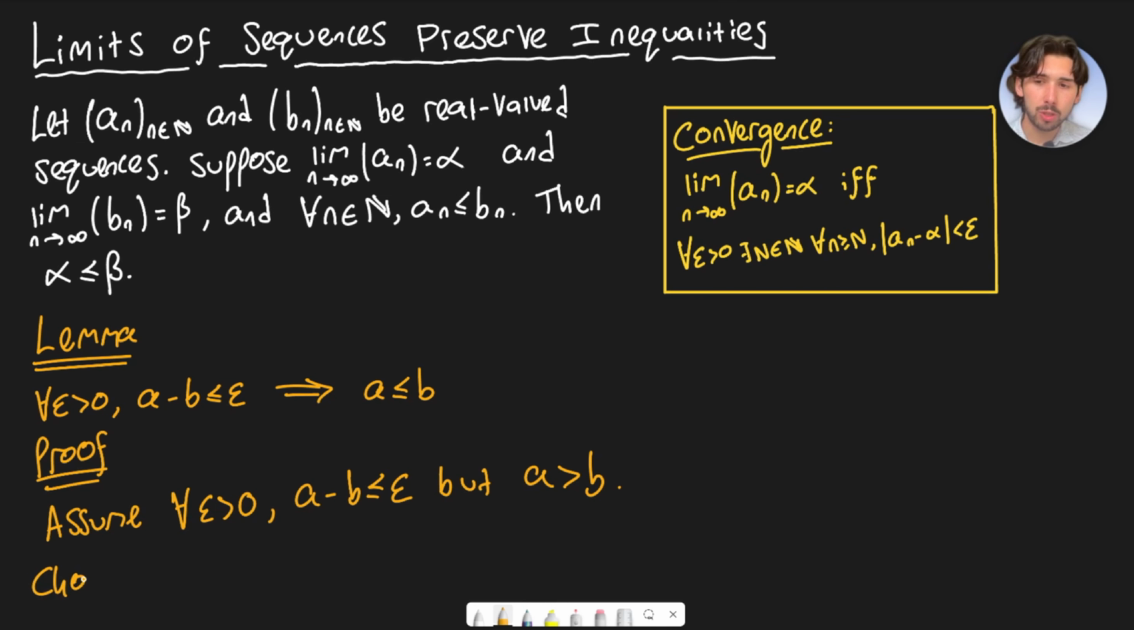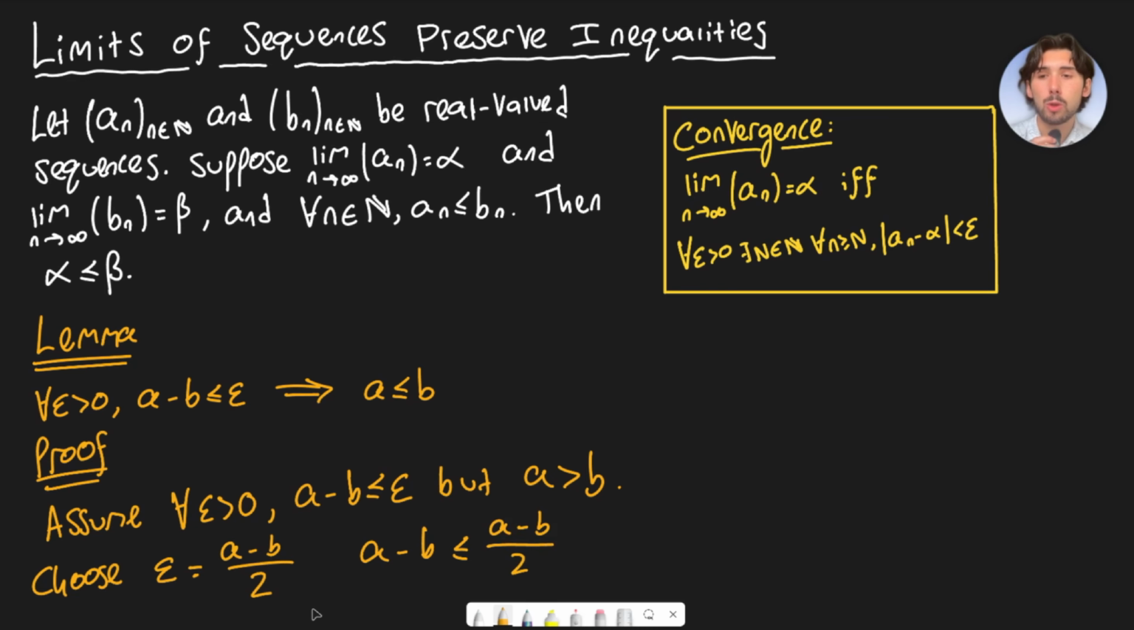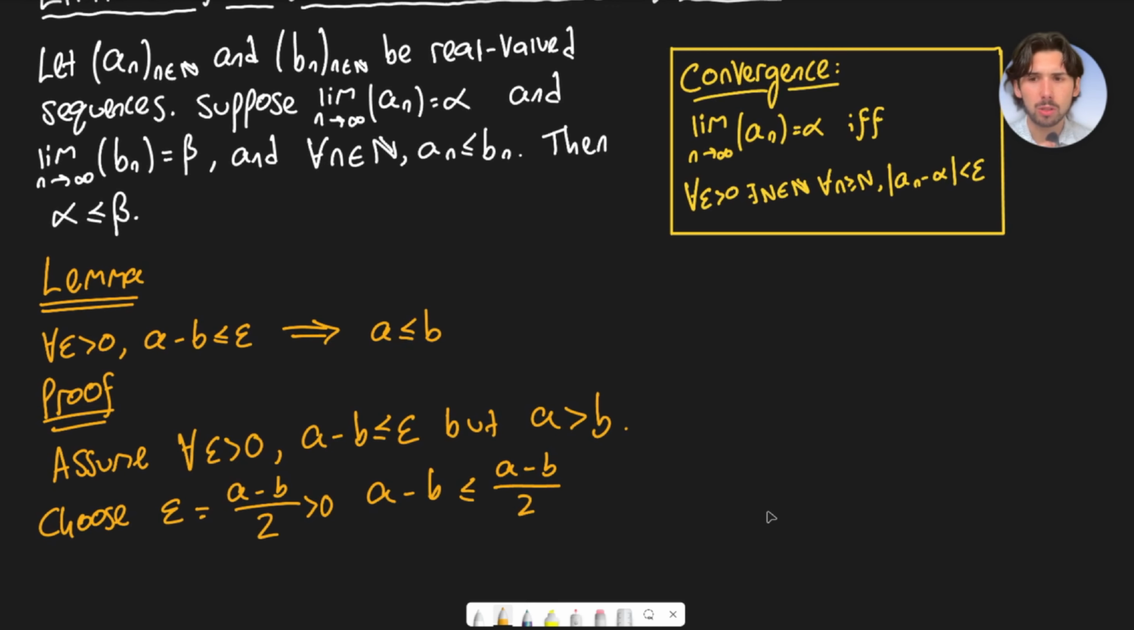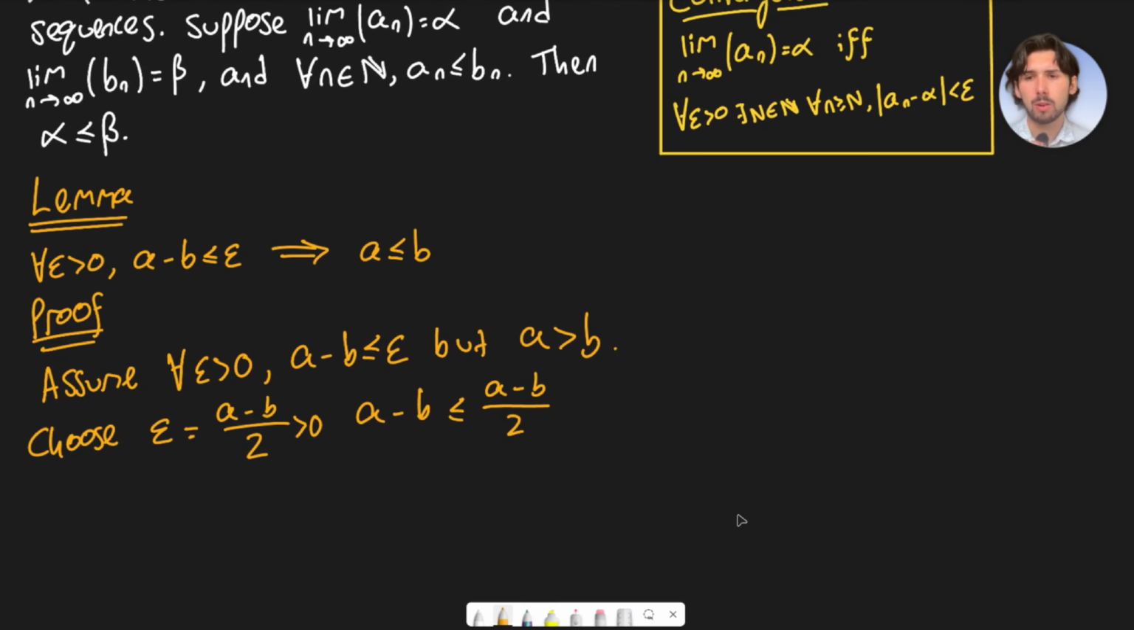So we're going to choose a certain value of epsilon because it's for all epsilon. So we can choose specific values. It will still be true. We're going to choose epsilon to be a minus b over 2. Therefore, it must be true, according to our assumption, that a minus b is less than or equal to epsilon, which is a minus b over 2. Bear in mind as well that we are allowed to choose that value of epsilon because it's positive. We've assumed that a is bigger than b, meaning that a minus b over 2 is greater than 0. That's a subtle thing. If it was a negative number, we wouldn't be able to do that because epsilon still has to be greater than 0, but we can do it.